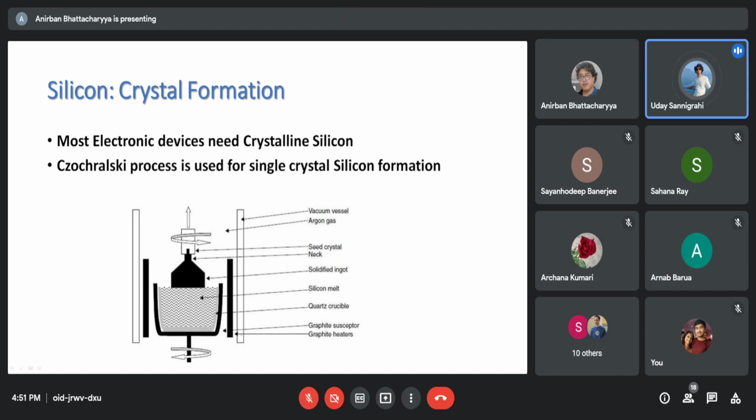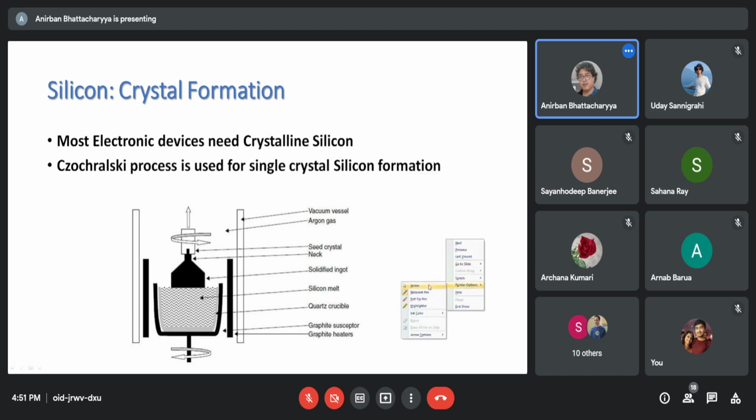So it's like a quartz crucible. It's like a bucket. And then inside this, you have the silicon, and it says silicon melt. So it's basically molten silicon that is placed inside. How do you melt it? You place chunks of this polycrystalline silicon, and then you heat it till it melts.